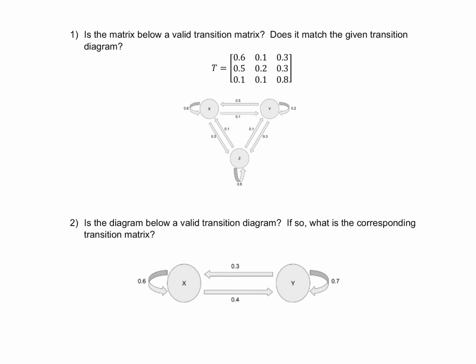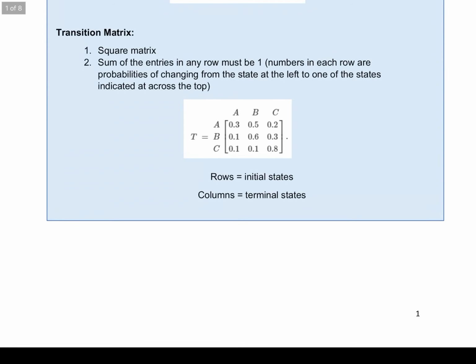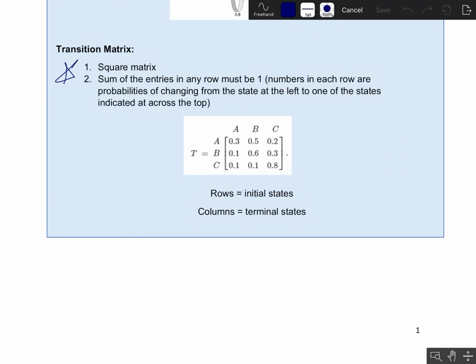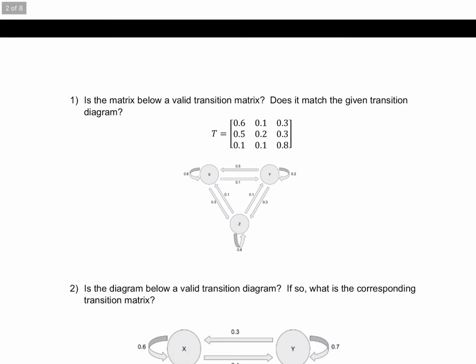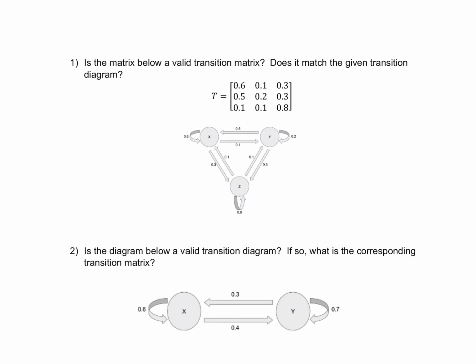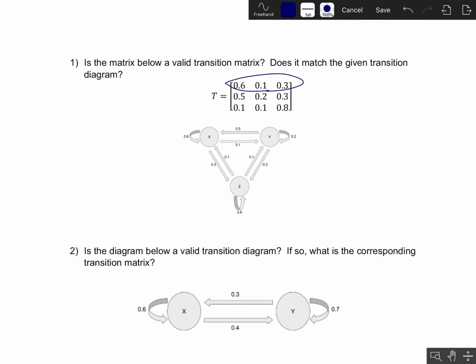So here, in part 1, it just says, is this matrix a valid transition matrix? And does it match the given transition diagram? So to check whether it's a valid transition matrix, we just need to check the properties that we had on the previous page. So I need to check whether this is a square matrix and the sum of the entries in any row is 1. So we'll check those two things. Clearly this is a square matrix, it's a 3 by 3 matrix. And now we just check that each row sums up to 1, but it does.